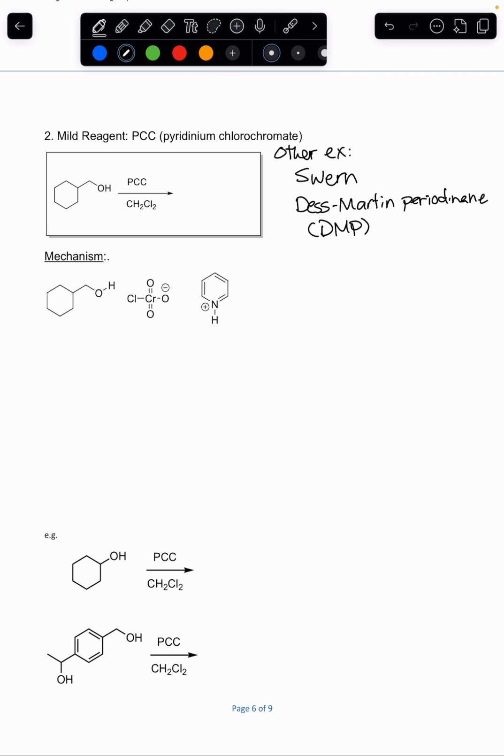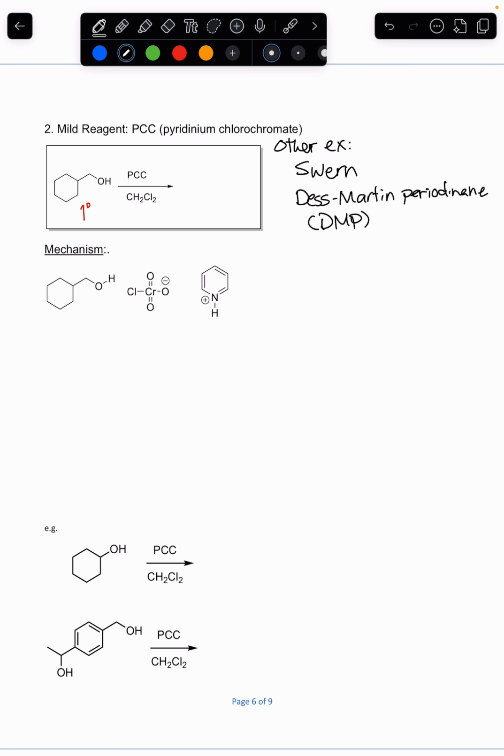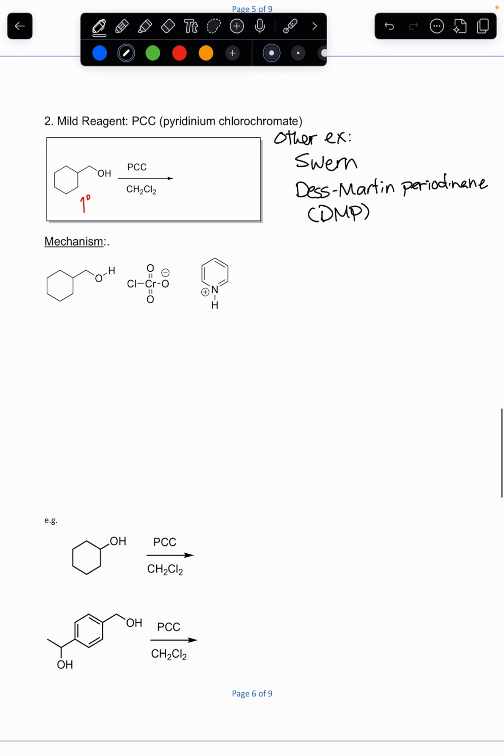Notice that in this example, we're using a primary alcohol, and the product, if this was a harsh reagent, right, you should have ended up with a carboxylic acid, but this ends up giving you an aldehyde product. Okay, that's the difference between harsh and mild. So how does this happen?